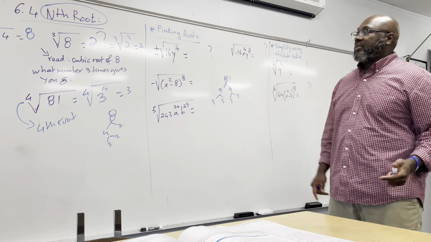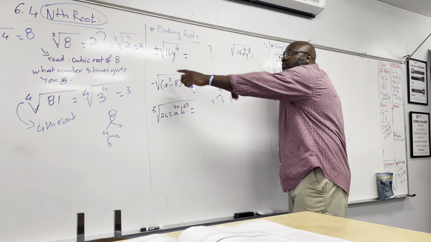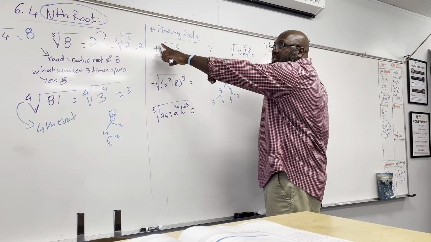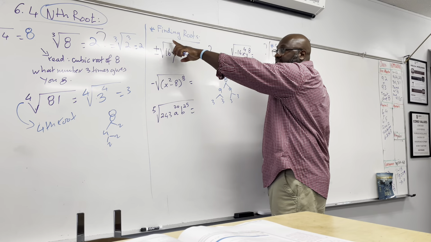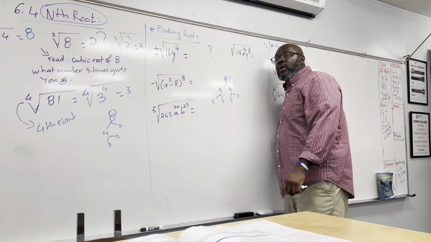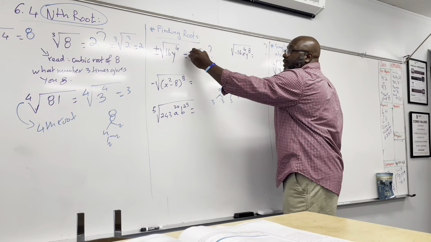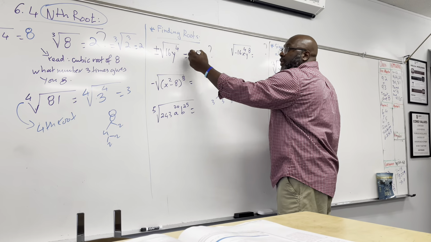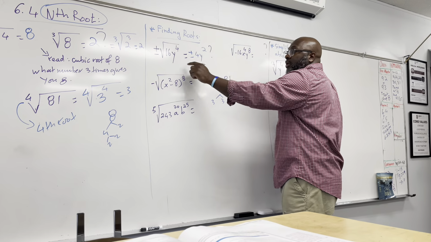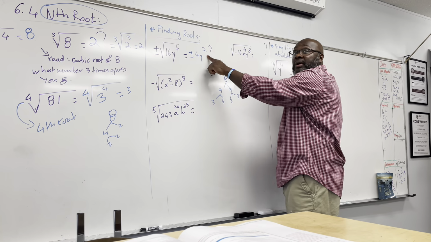Now we have to do some examples. So here I have plus or minus. This is just a regular square root of 16y to the 4. So what is that going to give you? 4y squared. Plus or minus? 4y squared, right? Because square root of y to the 4 is y squared.